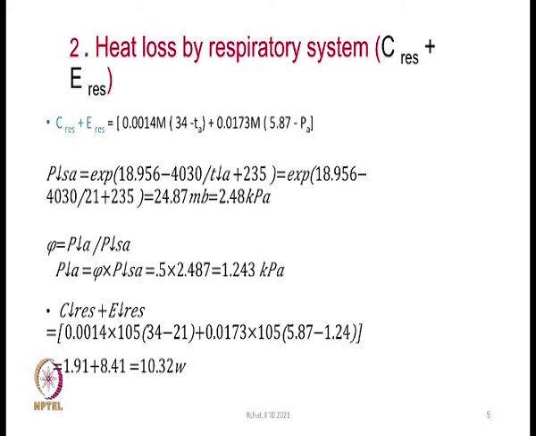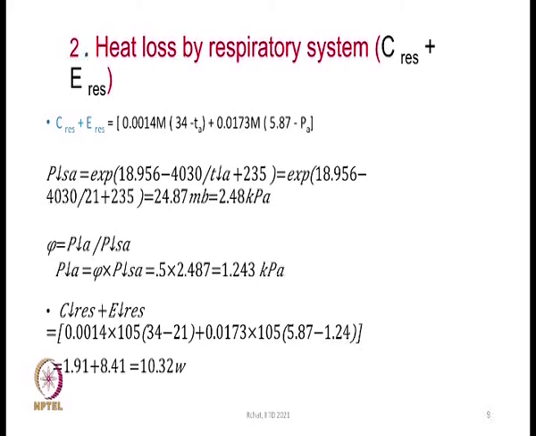There is an empirical equation which has been given, and probably I have stated it in some lecture. CRS plus ERS is given by this empirical equation, that is 0.0014 into M, where M is the metabolic heat that the body generates, into (34 minus Ta), plus 0.0173 M into (5.87 minus Pa). Pa is the vapor pressure.